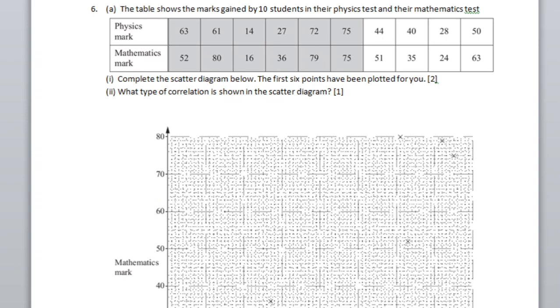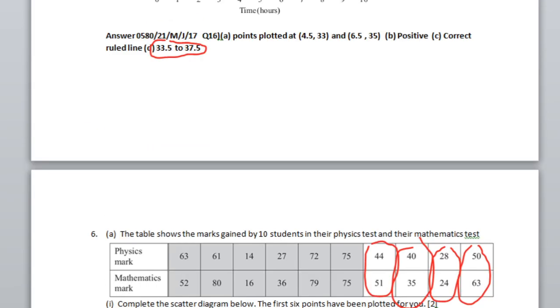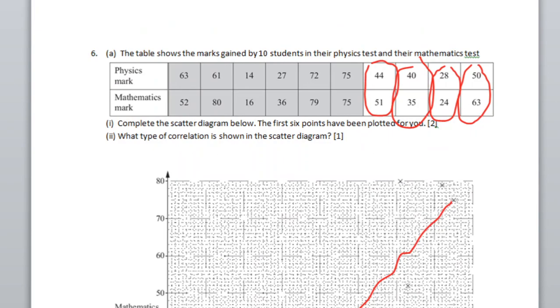Okay, question number 6. The table shows the marks gained by 10 students in the physics test and the math test. Complete the scatter diagram below. The first 6 points have been plotted for you. So you need to plot these points: 44, 51, then 40, 35, and 28, 24, and then 50, 63. Do this yourself. And then part 2, what type of correlation is shown in the scatter diagram? So since the crosses are going upwards, it has a positive correlation. So just do this question yourself: positive correlation.